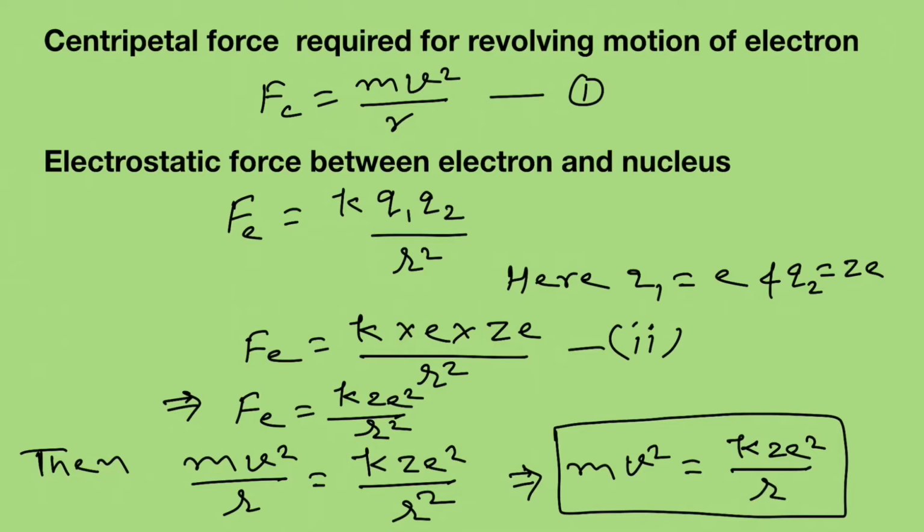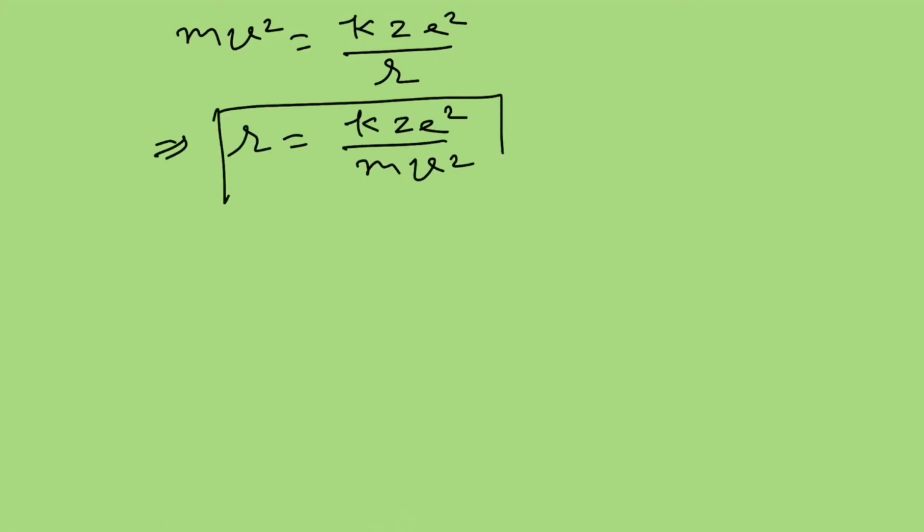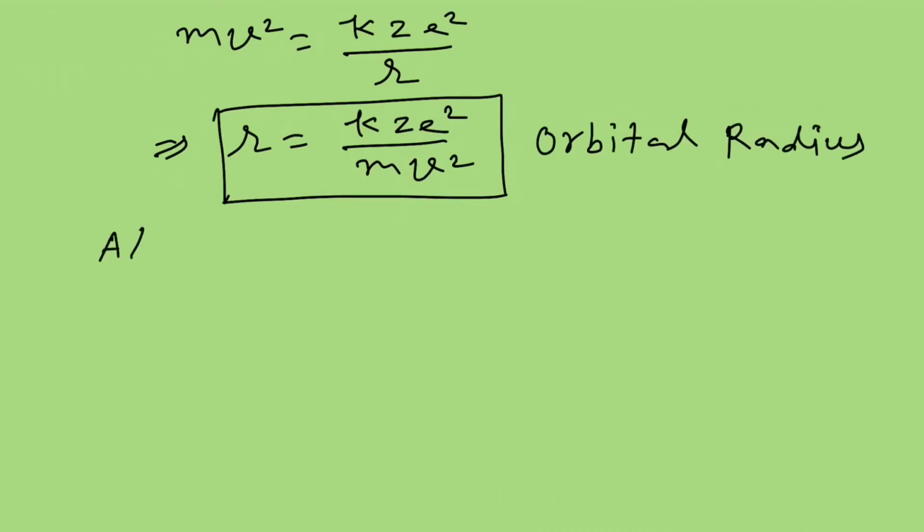You can see here what we have done. This is the centripetal force and this is the electrostatic force, and the electrostatic force is providing the centripetal force. Therefore mv²/r = kZe²/r², so mv² = kZe²/r. This is the important expression. Using this we can find the expressions for radius and velocity as well. From mv² = kZe²/r, we get r = kZe²/mv². This is the formula for orbital radius.